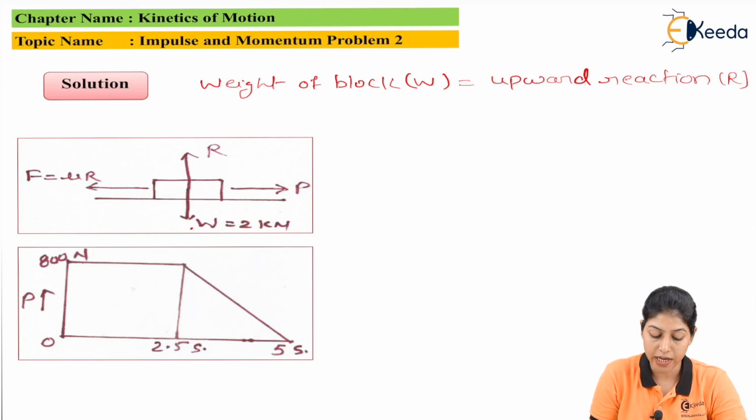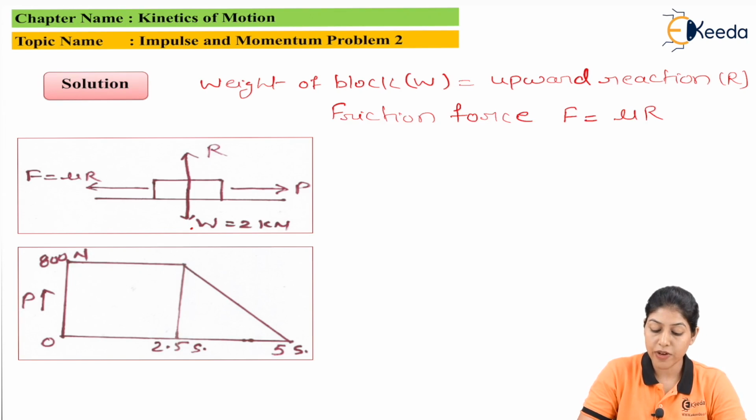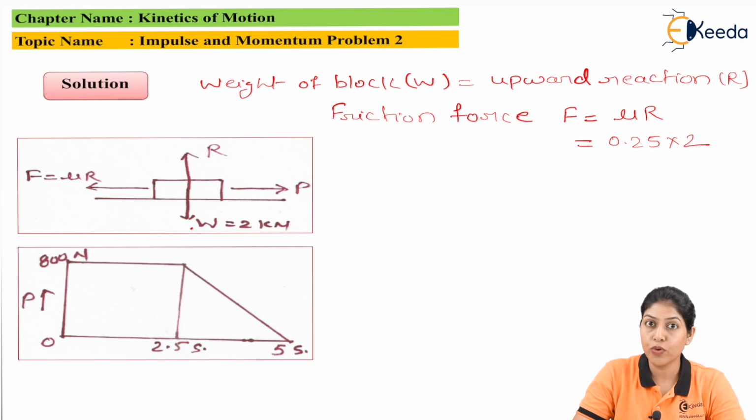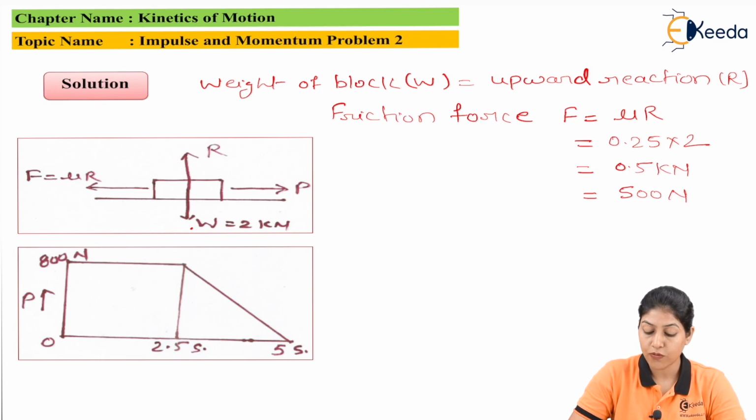And if we want to find out the friction force, which is acting opposite to the direction of force or direction of motion, F is always equal to mu into R. We have the value of R because it is equal to W. So the R value we can consider as 2 kilonewton only. And the value of mu is given in the numerical, it is 0.25. So the value of force we can find out is 0.5 kilonewton or 500 Newton.